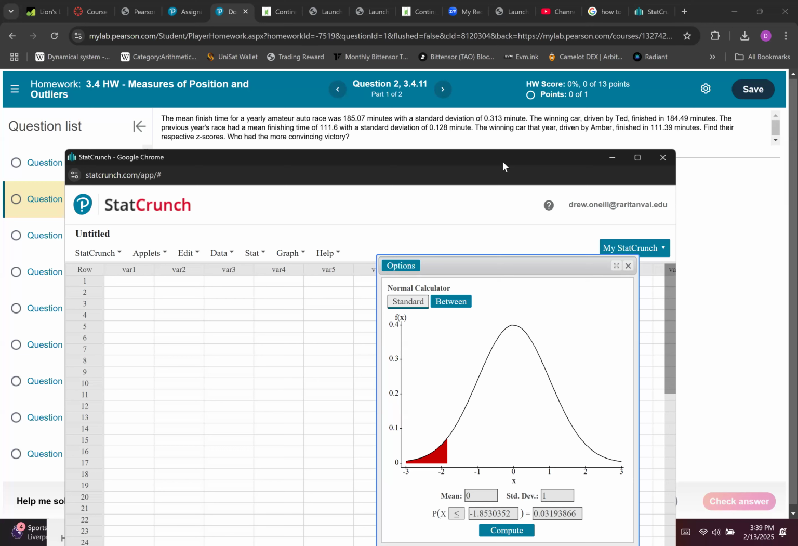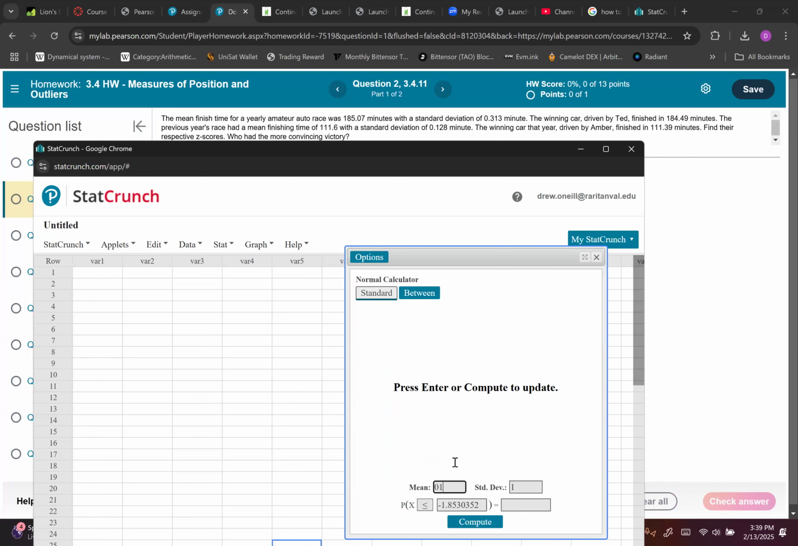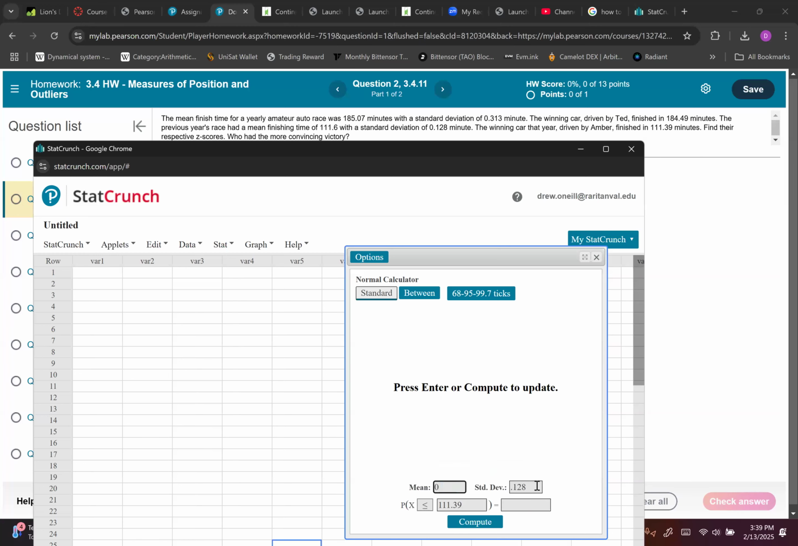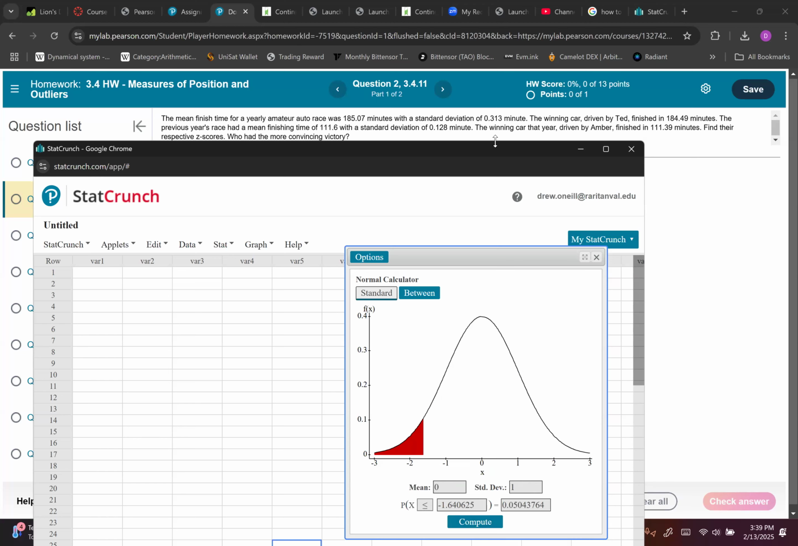And then for Amber, you do the same thing. She just had a different mean and standard deviation. So 111.6. Standard deviation 0.128. And then her time was 111.39. Hit compute. Copy this. Reset this to 0 and 1. Paste this. And calculate the z-score. It's negative 1.64. Okay.